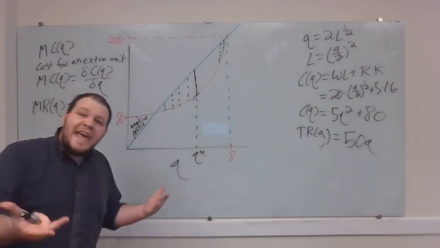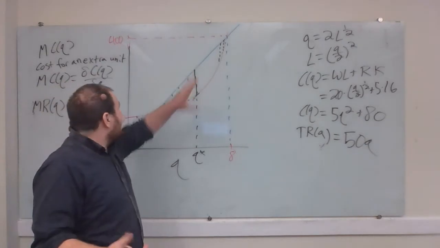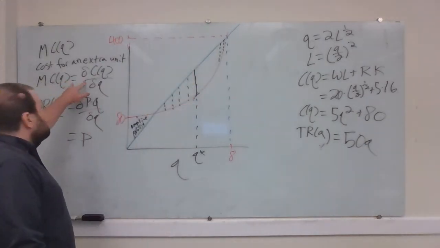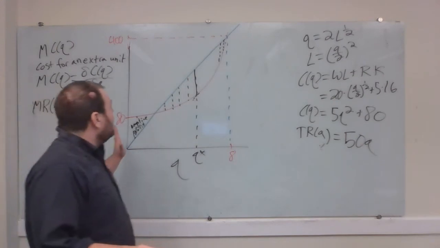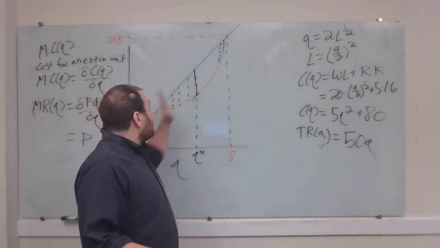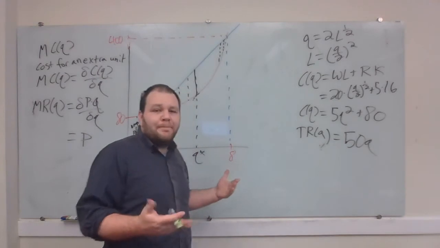So essentially what we're saying, right, is that we're going to maximize our profits when the cost of an additional unit equals the revenue from an additional unit, because at that point, we've produced every unit that's going to make us a profit.